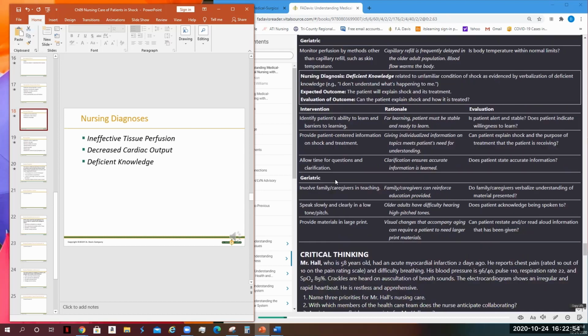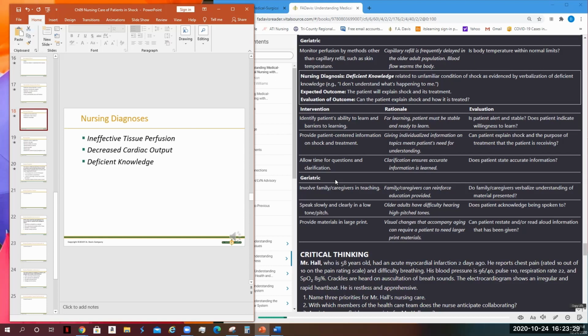For geriatric patients, it will be important to involve family/caregivers in teaching. And the rationale is that family/caregivers can reinforce the education provided. Do family/caregivers verbalize understanding of the material presented? For geriatrics, you will also want to speak slowly and clearly in a low tone or pitch. Older adults have difficulty hearing high-pitched tones. Does the patient acknowledge being spoken to?